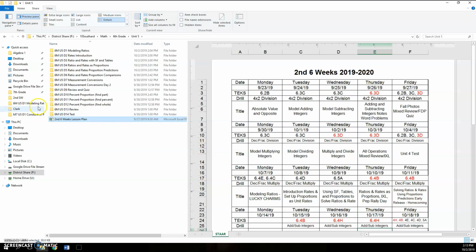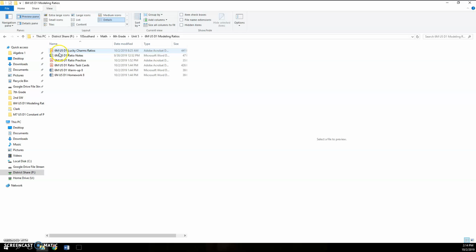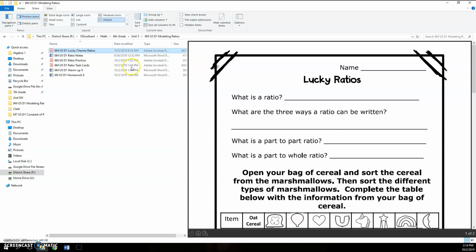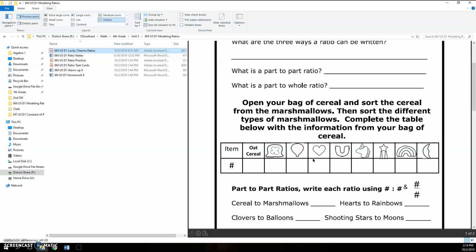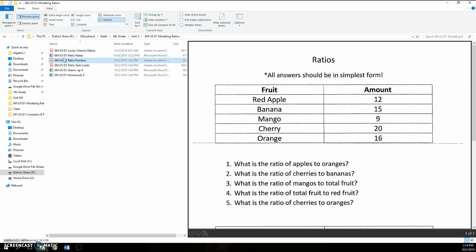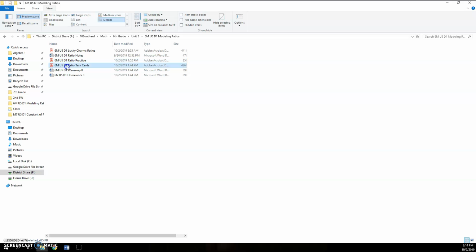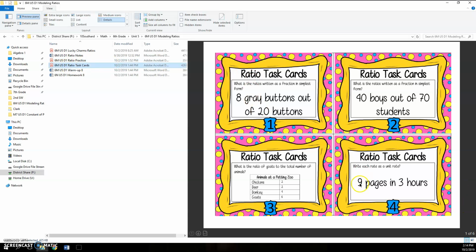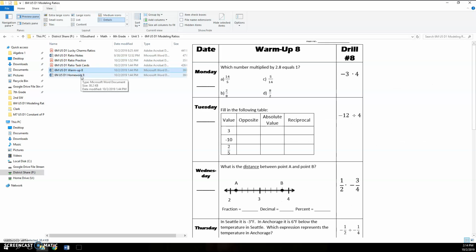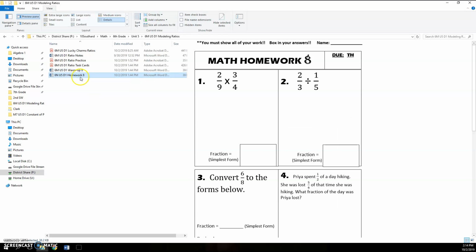Okay? So if we look at in here, modeling ratios, you have your notes. Then we have our Lucky Charms activity also that we're doing. Take note that we're going to be using them with a colon and as a fraction, instead of being a ratio multiple different ways. Then there is the task cards for them to practice, and then more practice problems. Lots to do that day, along with passing out the warm-up with the drill and also the homework.